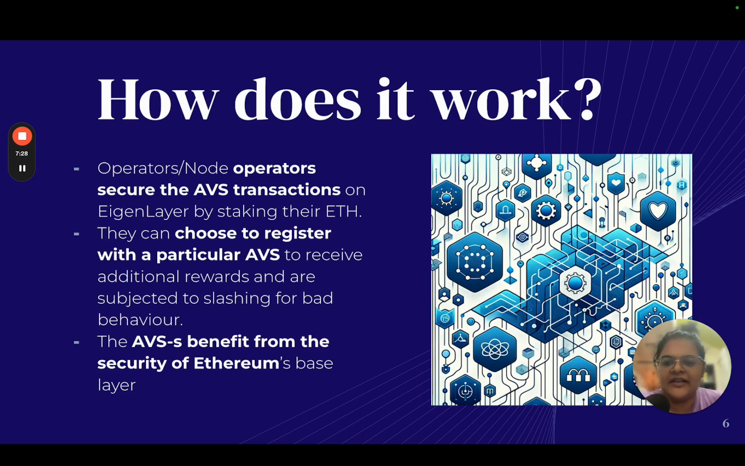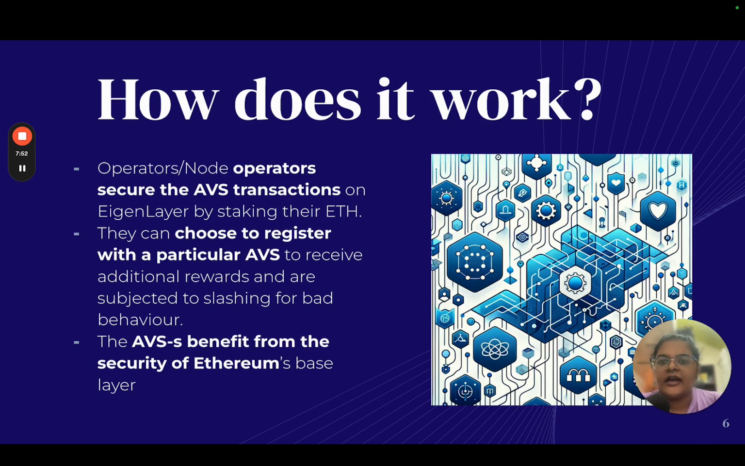Now, these operators also receive additional rewards if they choose particular AVSs, but they're also accountable, because if they act maliciously, then there will be some slashing if there is some bad behavior. So EigenLayer is taking care of that as well.